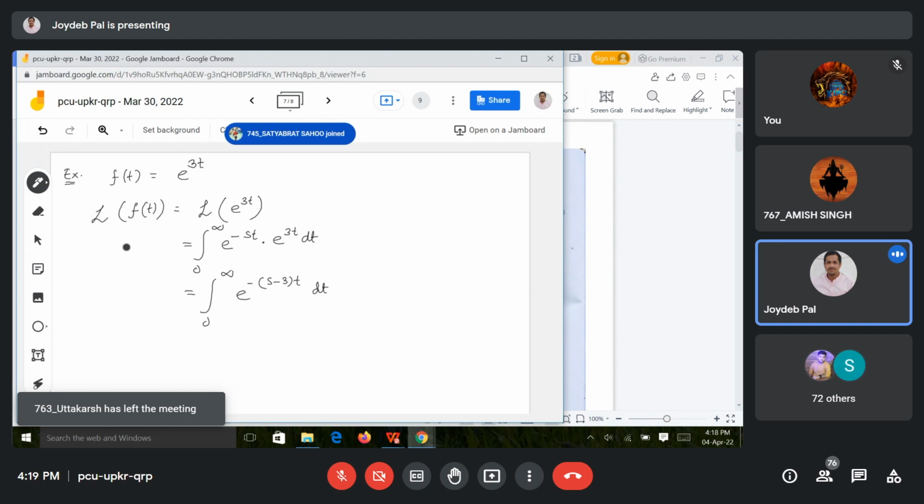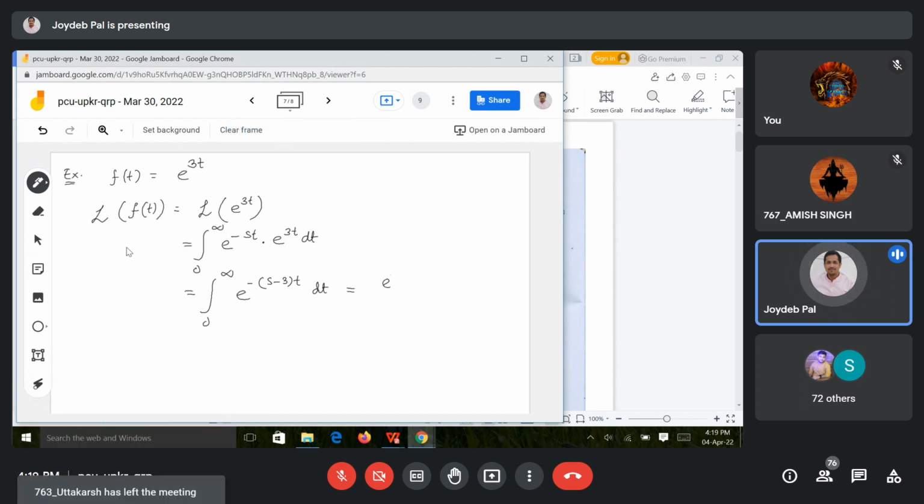Yes, sir. Now you integrate it. It will be e to the power minus (s minus 3)t divided by minus of (s minus 3), where the limit for t is 0 to infinity. Then again, what is the criteria? e to the power minus something into t, whenever you put t equal to infinity, that tends to 0 if and only if s is greater than 3, right? If that is positive, then e to the power minus something into t tends to 0 when t is infinity. So here also the condition is s greater than 3.